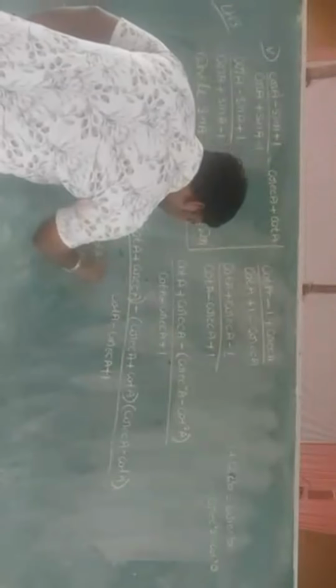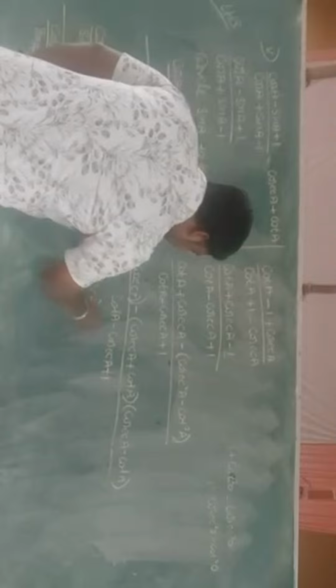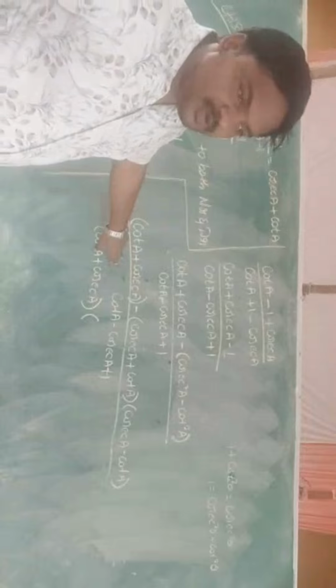So now cot A plus cosec A is common. Take it outside, cot A plus cosec A. So remaining term, 1 only, 1 minus into bracket, cosec A minus cot A, bracket complete. So whole divided by cot A minus cosec A plus 1. Another one step, you will get the answer.